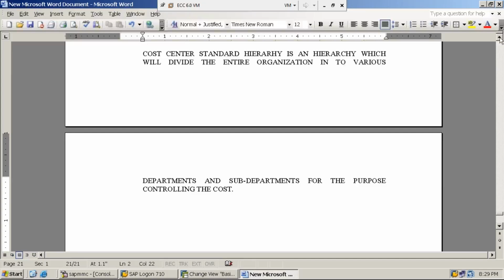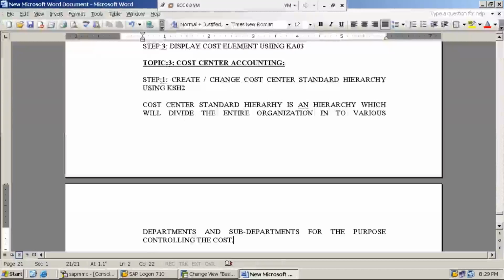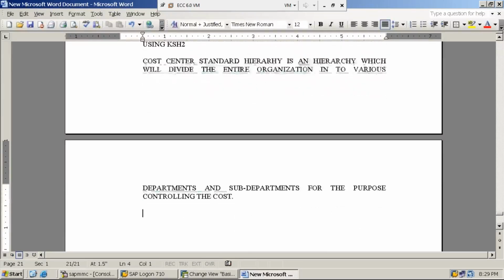cost center standard hierarchy. That is the reason I mentioned that the cost center standard hierarchy is a hierarchy which will divide the entire organization into various departments and sub-departments for the purpose of controlling the cost. Point is clear? Yes.